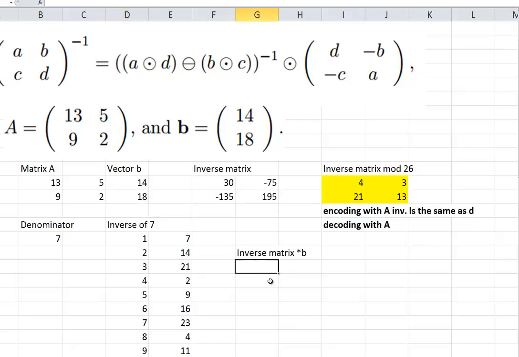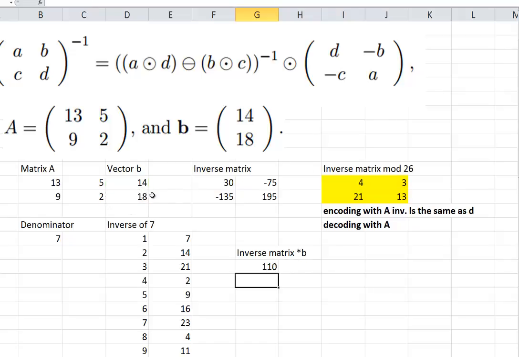If I want the inverse matrix times B, that's going to be a column vector because it's a 2 by 2 matrix times a vector. Let me go ahead and do that. How do you do a 2 by 2 matrix times a vector? You take the first row times the column. That's going to give you the first entry. Then you take the second row times the column. That will give you the second entry. So first row times the column is the first entry times this one plus this entry times this one.